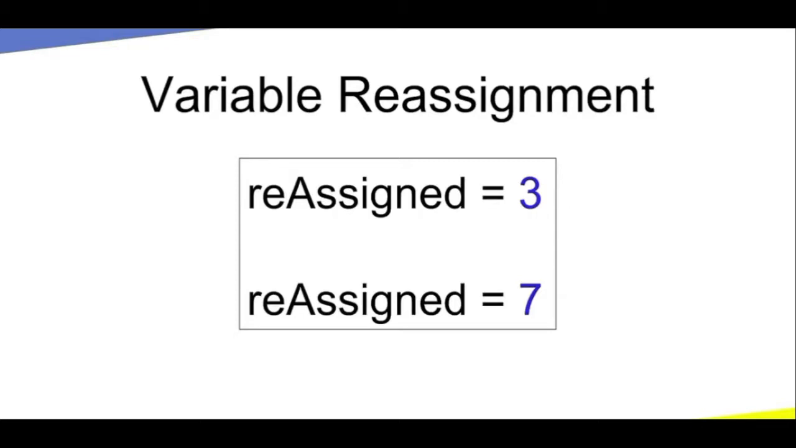You can also assign a variable which has already been assigned. Like here we assign the value 7 to a variable reassigned, which was 3. As seen over here, the variable reassigned first has a value of 3. Then later, using the same variable name, when reassigned is given the value of 7, it has now been updated to the new value.